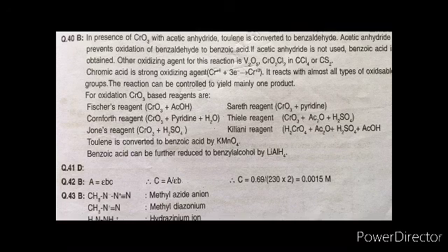Now absorbance is 0.69, this is divided by the molar absorptivity. What is epsilon? This is the molar absorptivity, which is 230, and the cell b is the path length, that is 2 centimeter. So if we do the calculation, 0.69 divided by 230 into 2, that comes out to be 0.0015 molar. So the concentration of benzene in the solution will be 0.0015 molar.